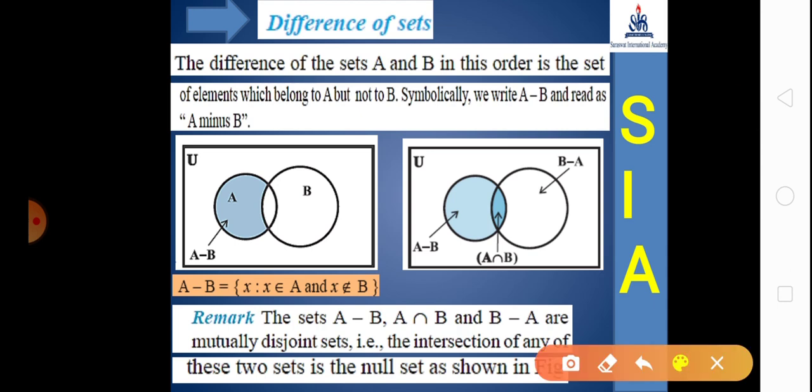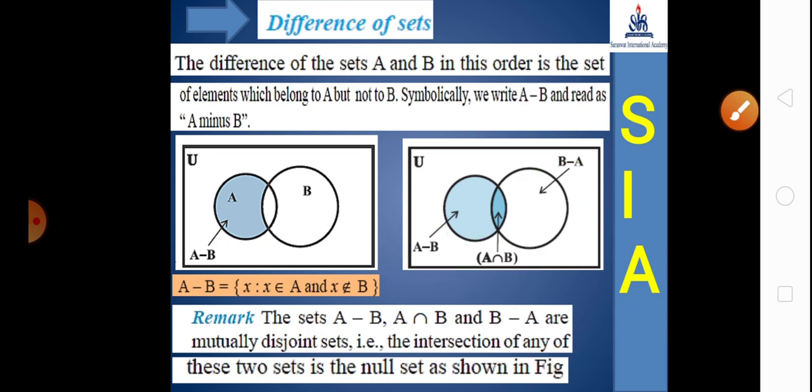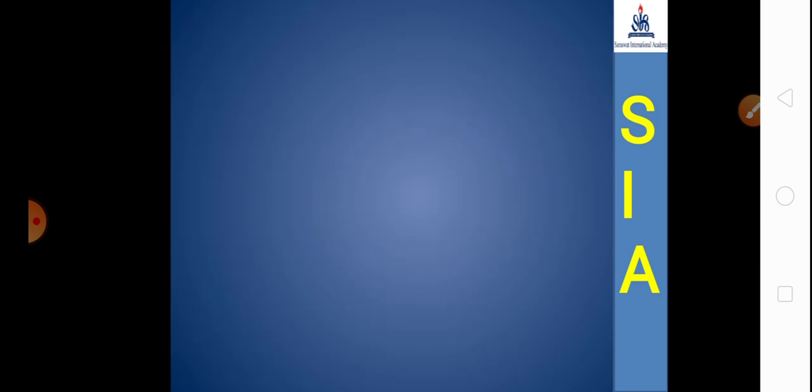One is A minus B, this one is A intersection B, and these are B minus A. Here nothing is common. That's why I am telling you the intersection is a null set and all three sets are disjoint sets. Disjoint sets means they have nothing in common between all three. Next.